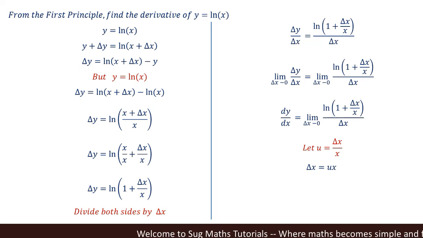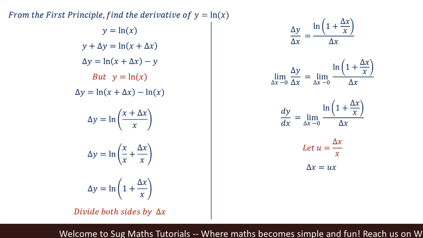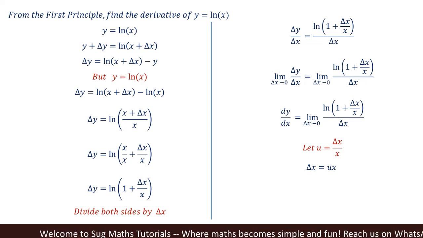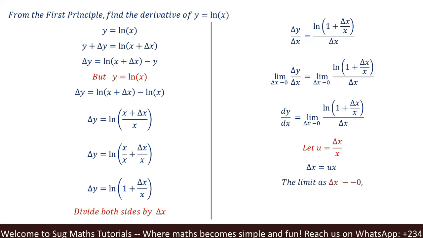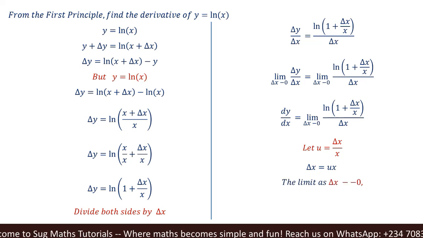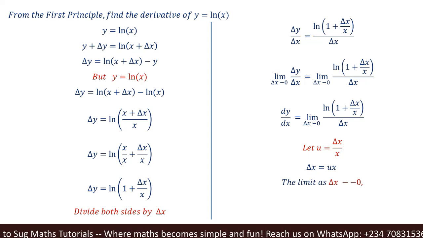And then anywhere we see change in x, we're going to write ux. Pay attention to this further. You know that our limit is as change in x approaches 0, and we are now substituting for change in x. What is it going to give us?